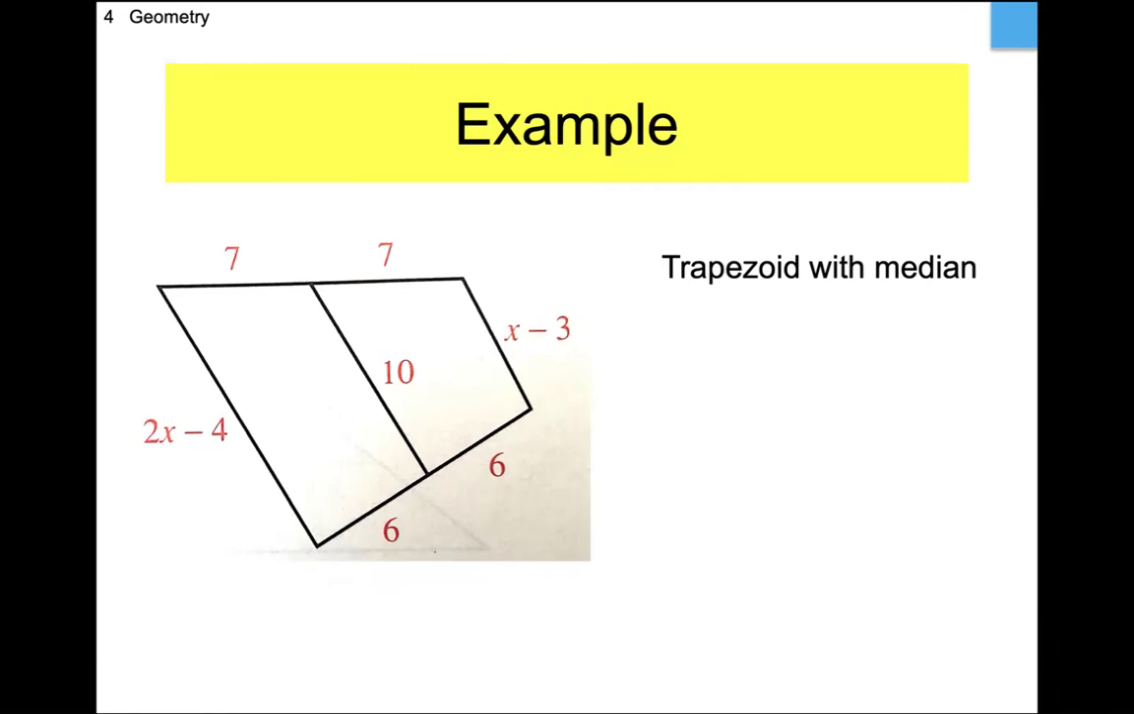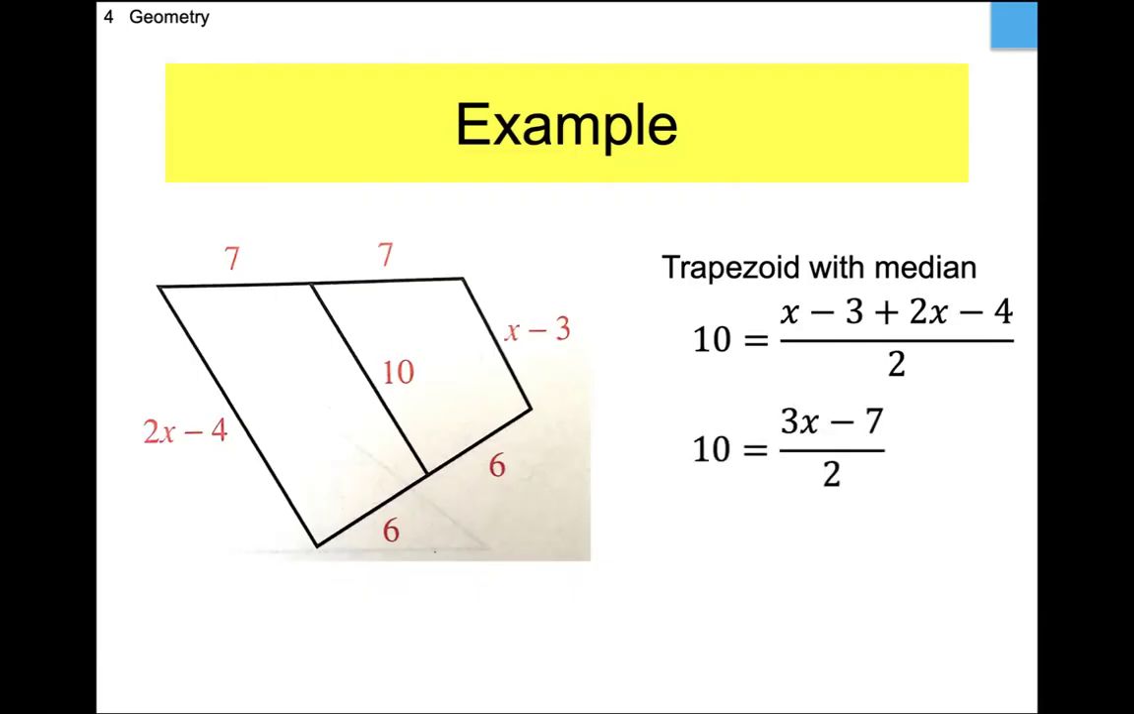Notice they turn this trapezoid sideways. I can see that the mid part there, that 10, is a median. Why? Because look, the other two sides are cut in half, 7 and 7 and 6 and 6. Therefore, I can use this theorem. So that would mean that the median 10 is equal to the sum of the other two divided by 2, except the other two are variable expressions. Don't panic. So that means 10 is equal to x minus 3 plus 2x minus 4, all divided by 2. x and 2x is 3x. Negative 3 and negative 4 is negative 7. And then we simply multiply both sides by 2. Add 7. Divide by 3.